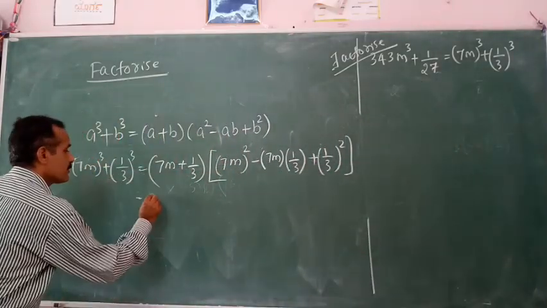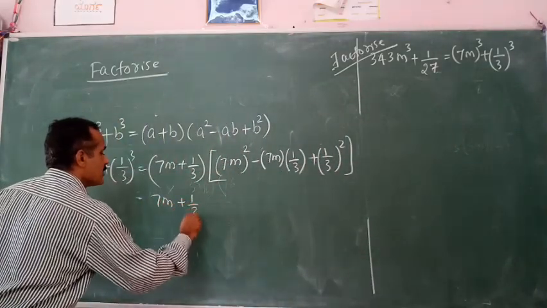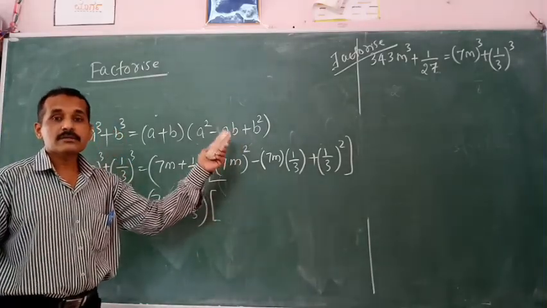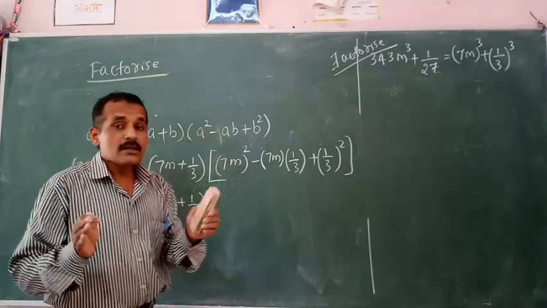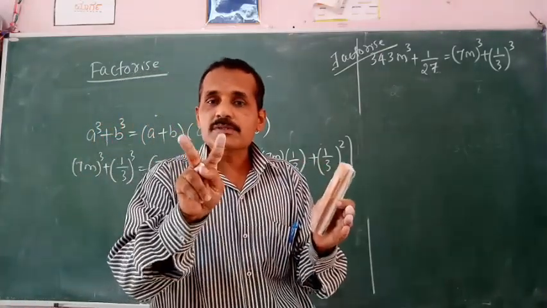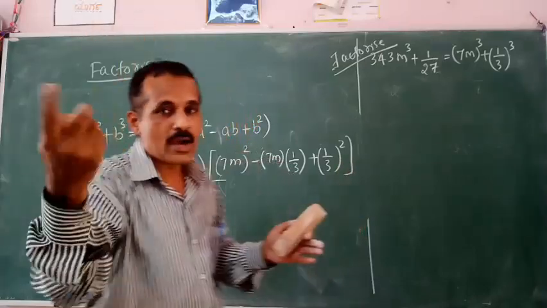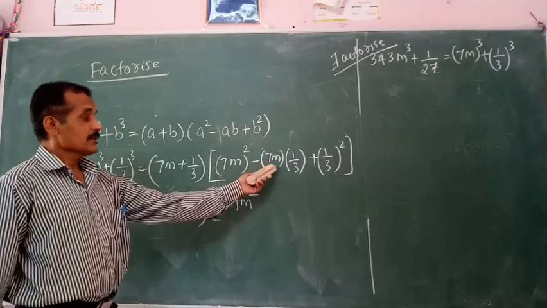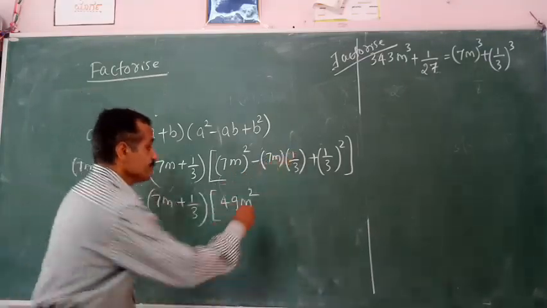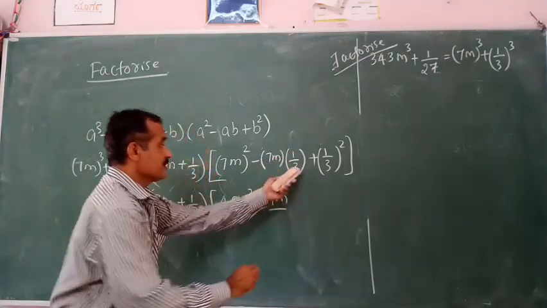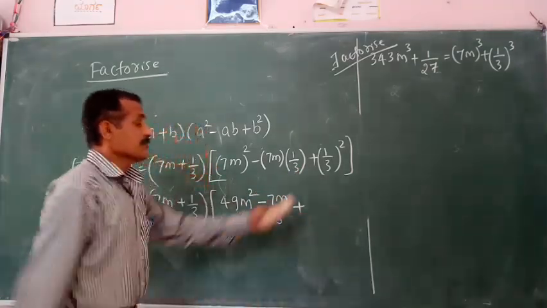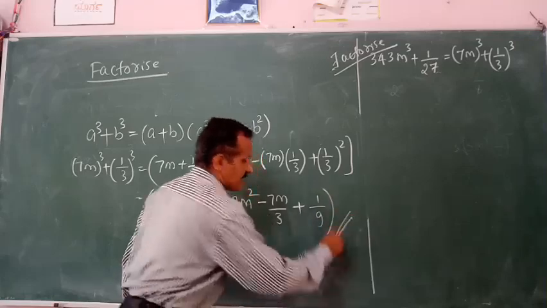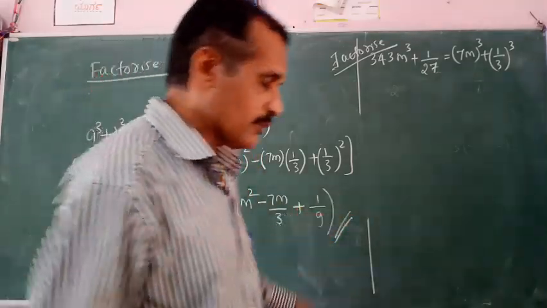Come on. 7m plus 1 by 3 into 7m the whole square. Students, whole square means both the terms inside the bracket have to be squared. It is 49m square. See this. 7m into 1 by 3 minus 7m by 3 as it is, plus 1 by 3 the whole square gives you 1 by 9. That is the end of the problem. Write down this.